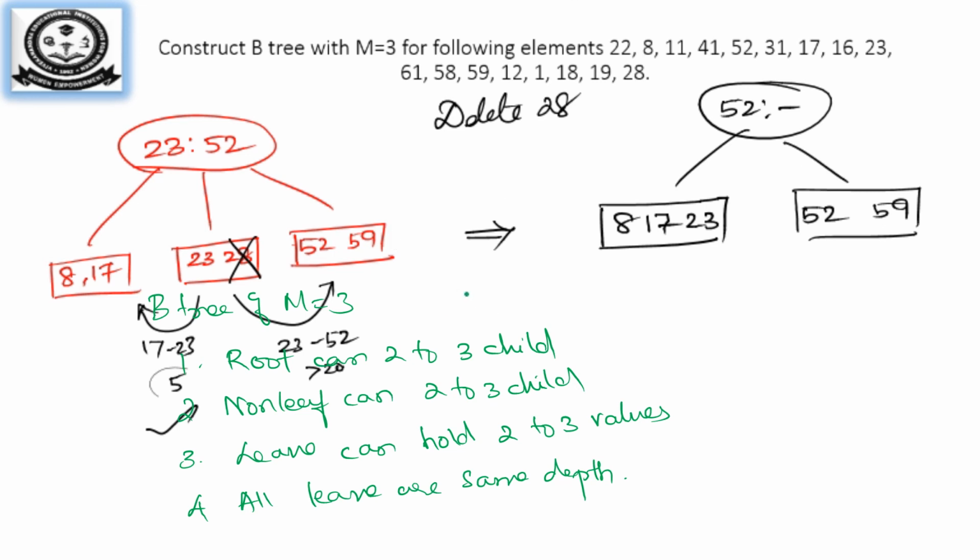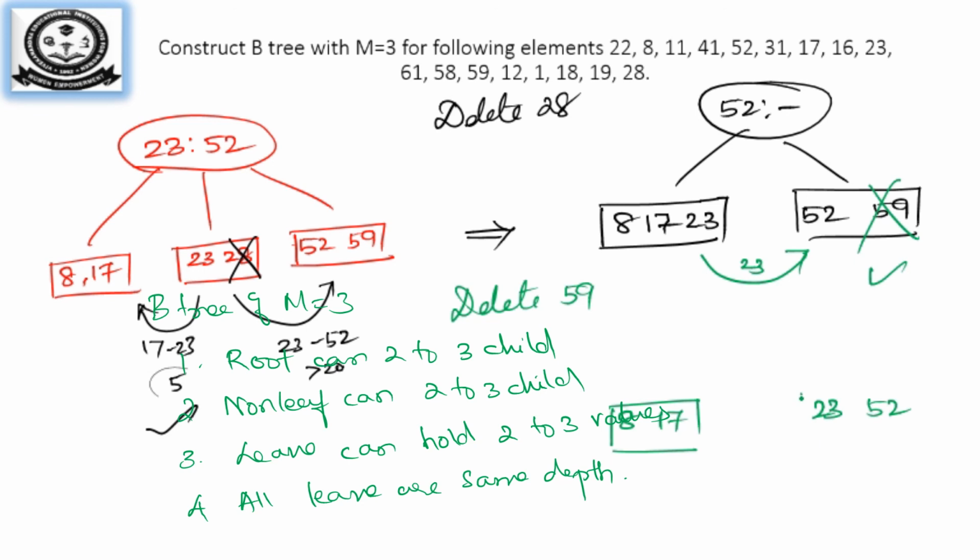Now if I delete 59, what happens? If 59 is deleted, this node's existence is not possible. So it will borrow an element 23 from here. You will have 17 and 18 as a separate node, and you will have 23 and 52 as a separate node. Okay, and it still tries to maintain it. So the search key value will be updated.